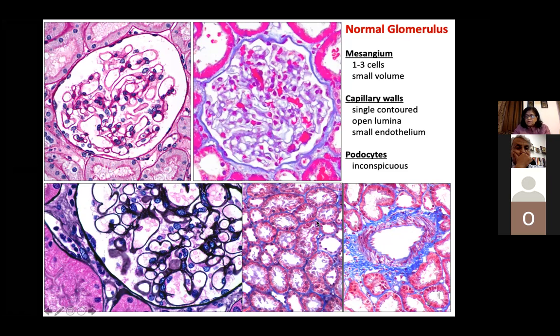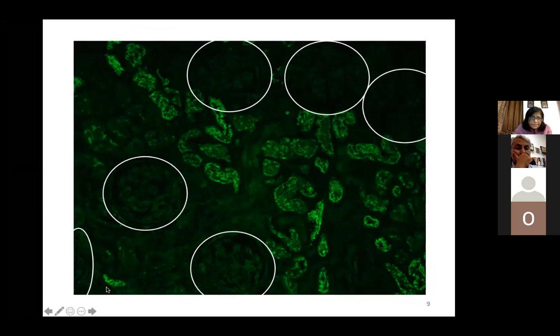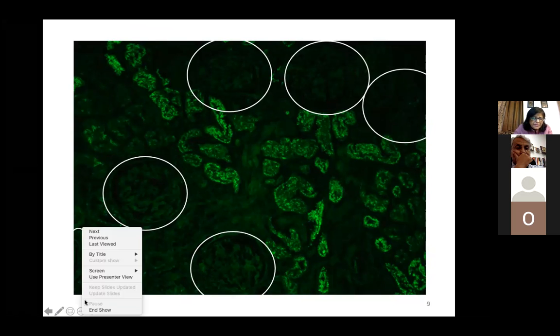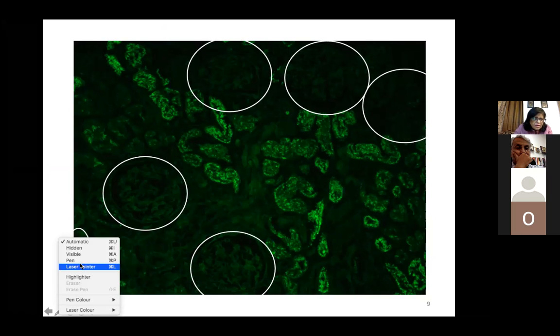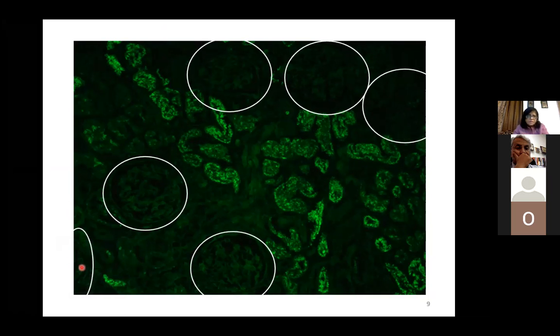Then coming to tubules. Dr. Ritambra, can I request you to change your pointer to a laser pointer? That makes it easier for us to see. Okay, I'll just try how to do it. Go in the PowerPoint, on the left, further left, there is a pencil icon. Yeah, this one. Yeah, laser pointer. Laser pointer, right? Good. Thank you.